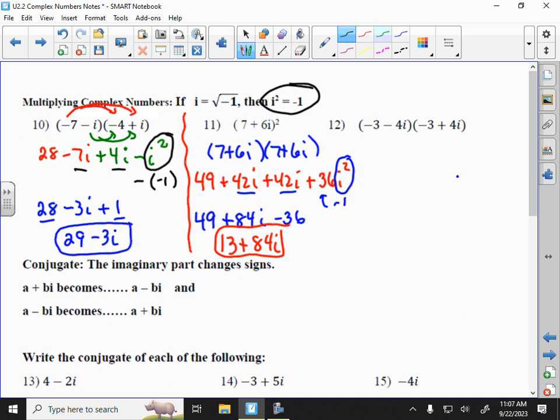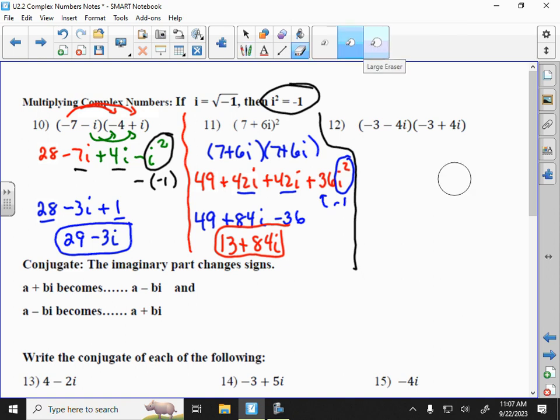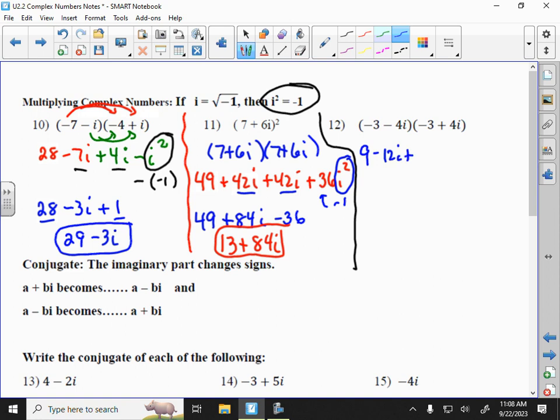All right, and then number 12, let's do one more multiplication problem. Okay, again, we're just double distributing this. So negative 3 times negative 3 is positive 9. Negative 3 times 4i is minus 12i. Negative 4i times negative 3, again, is going to be a positive 12i. And then negative 4i times positive 4i is negative 16i squared.